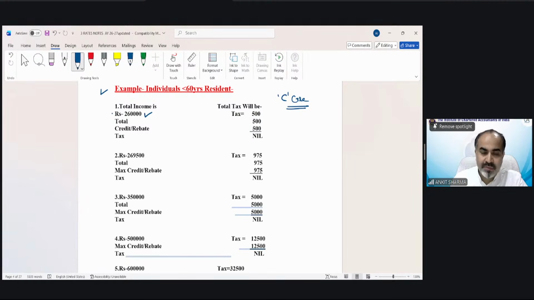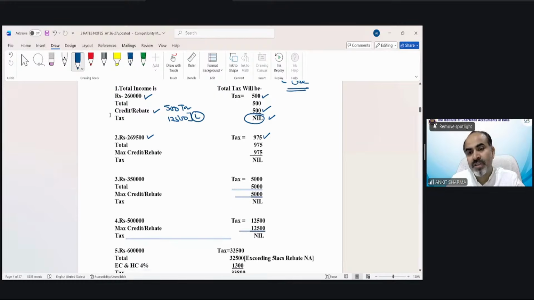On 10,000, the rate would be 5%. So tax would be 500 rupees. Now rebate would be applicable, and that would be the amount of tax. Rebate is not fixed 12,500. It would be the amount of tax or 12,500, whichever is lower. So in this case, 500 would be the rebate and tax liability would be nil. Suppose income is 269,500. So tax would be 975 or 12,500, whichever is lower is your rebate.